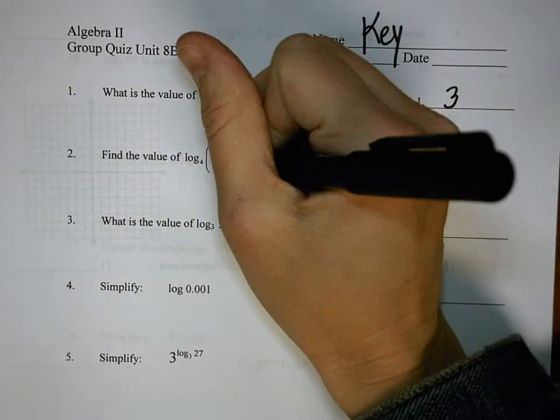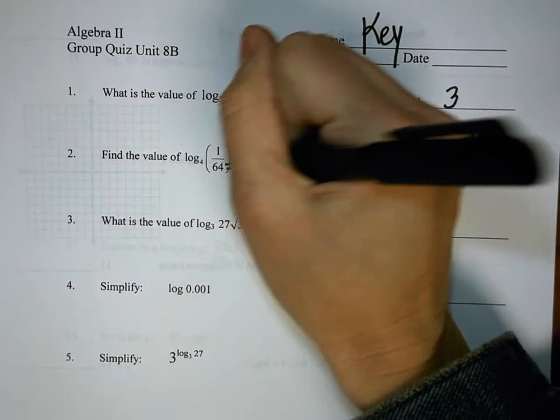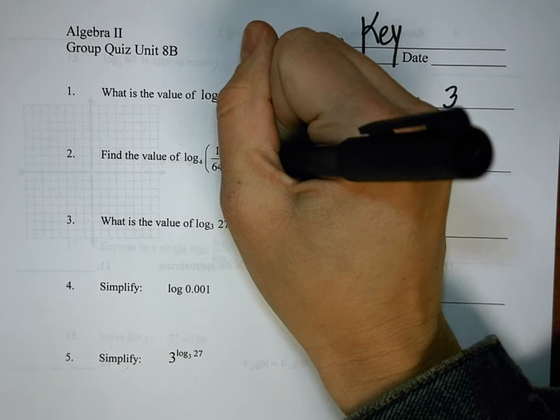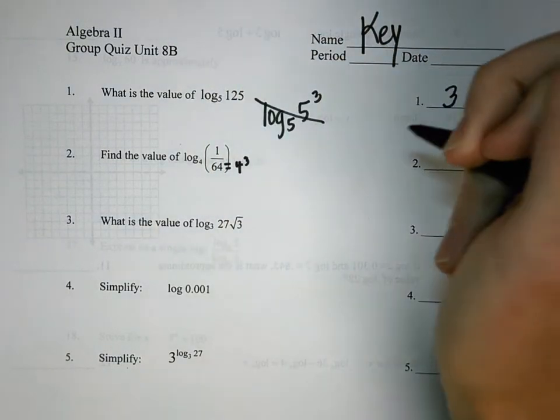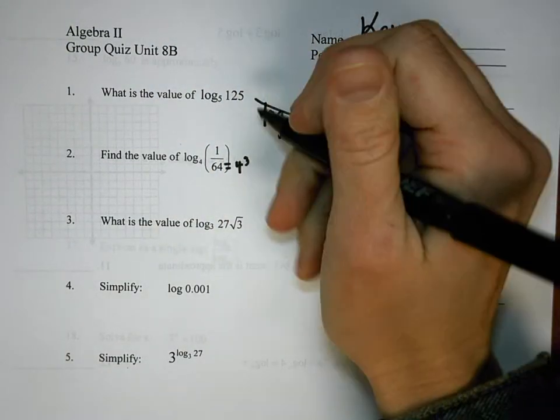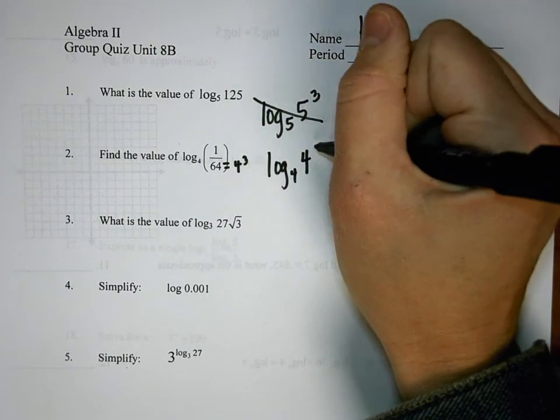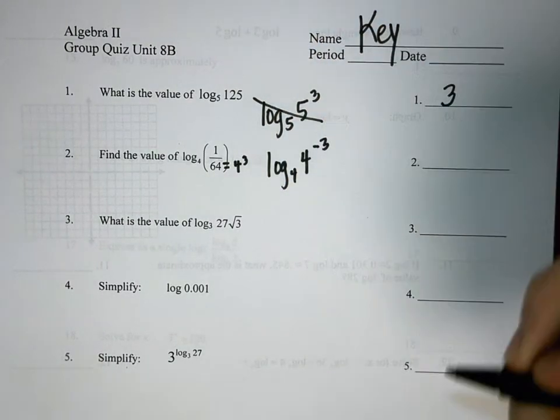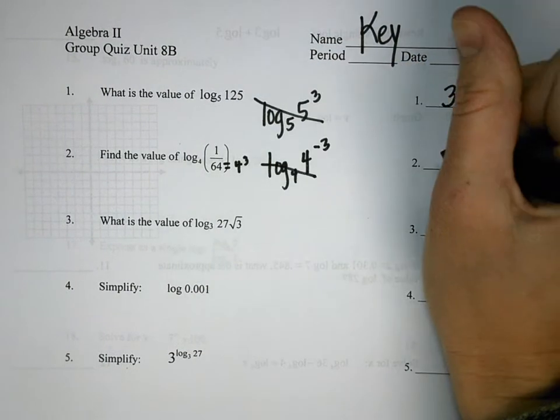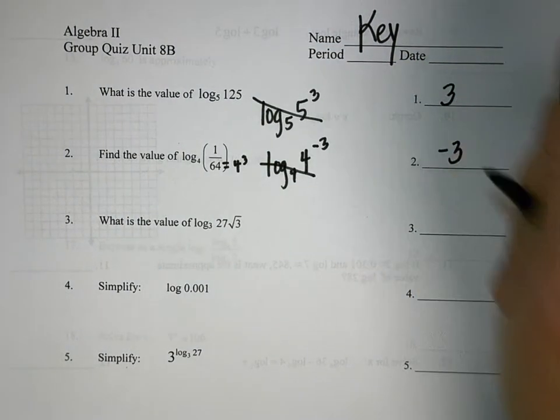On number 2, we know that 64 is 4 to what power? To the third, but we can't have that in the denominator, and that's where some people make the mistake. When we bring that up, it becomes log base 4 of 4 to the negative third. So be careful. That cancels out, and my answer is negative 3.